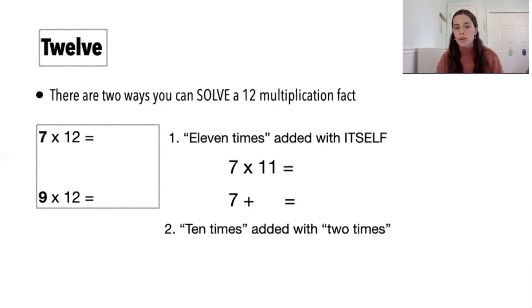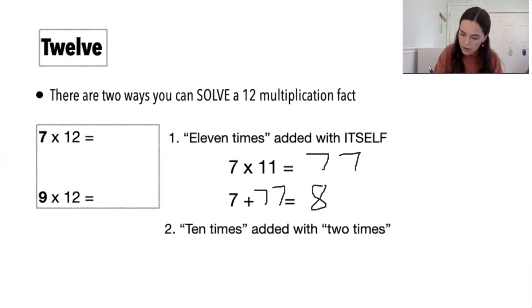For the first way that you can solve this, you're going to do 7 times 11 first. And we know that that's going to be 77 because you just write the number twice. And then you're going to take 77 and add it with 7. So 7 plus 77, which is 84.